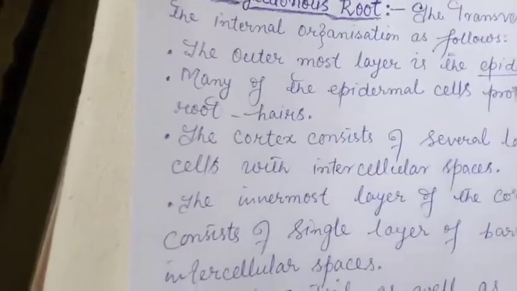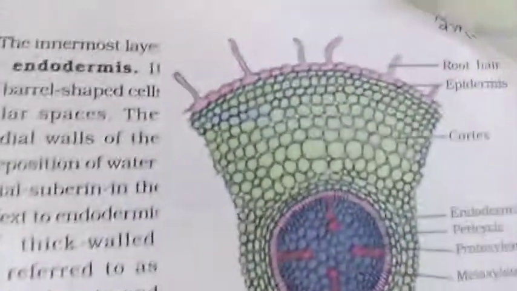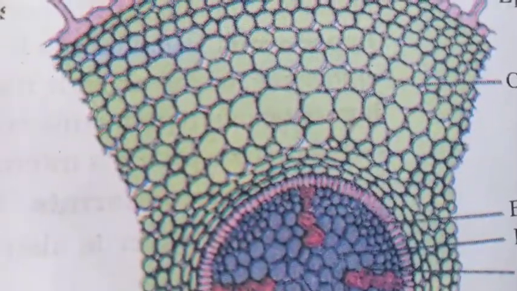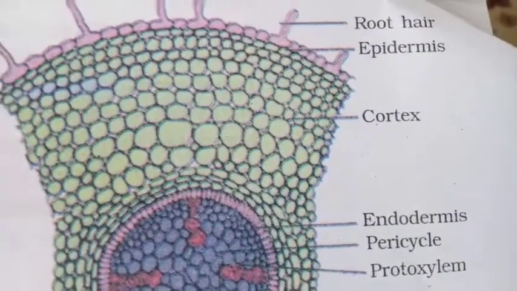The innermost layer of the cortex is called the endodermis. Here is the endodermis, in this pinkish layer. This is the innermost layer of the cortex, called the endodermis.